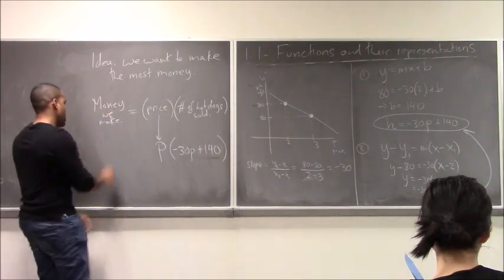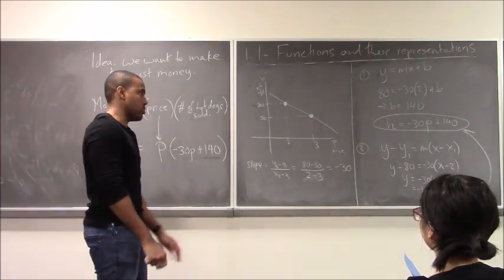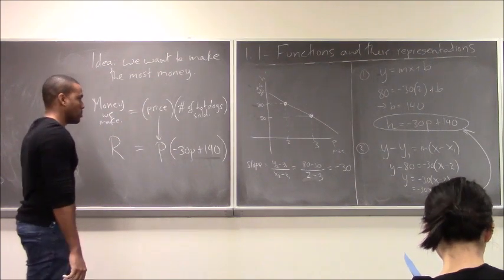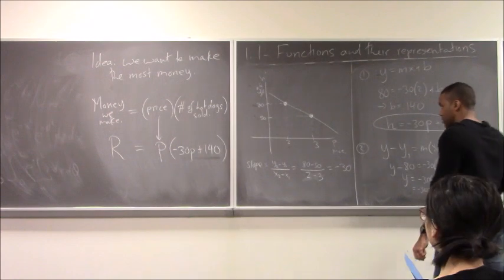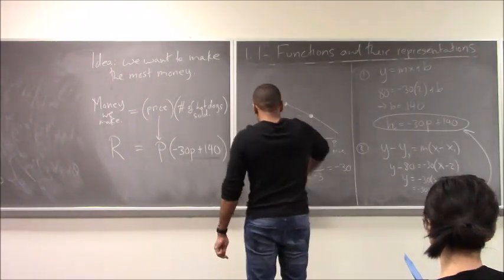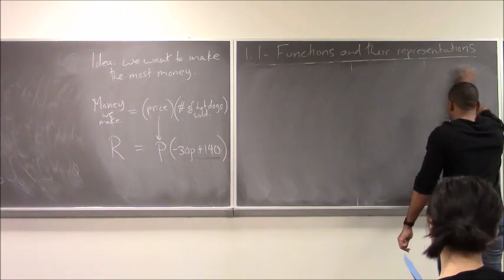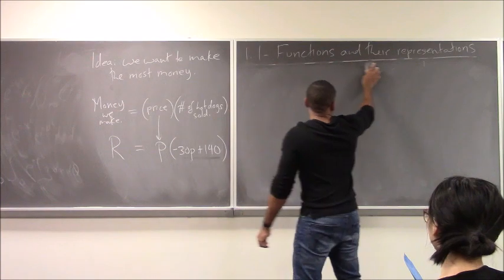So that's how much money we make. I'm going to call it R for revenue. Very suggestive. I know we didn't really define that yet, but okay, now what can we say? So that's how much money we make. How do I make the most money?